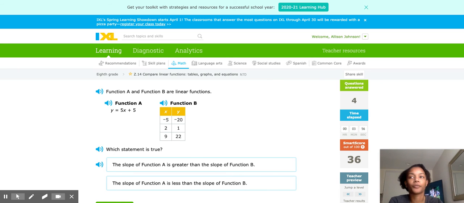This one is slope, so a little bit easier. The slope for function A is 5. For function B, I'm going to use the formula. So 22 minus 1 over 9 minus 2 gives me 21 over 7, which is 3. So the slope for A is 5. The slope for B is 3. A is greater than B.